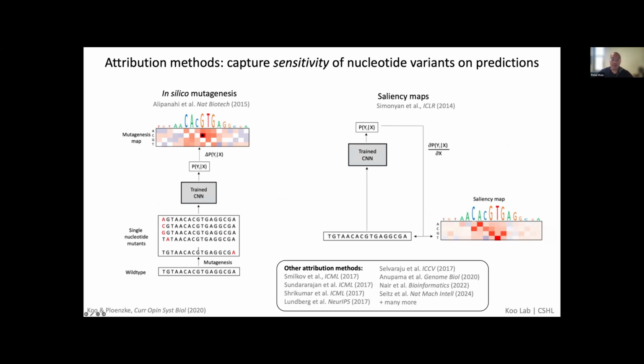In genomics, a natural perturbation is a single nucleotide mutation. So by systematically mutating each nucleotide in a given sequence, we can map out an in silico mutagenesis map, and we can represent this as a sequence logo, as shown here at the top. Over the years, several alternative approaches have emerged, such as calculating the gradient of the prediction with respect to the input sequence. This is called a saliency map. And this too gives the sensitivities of each nucleotide, and it can be represented as a sequence logo as well. And there are many other popular methods as well, including deep SHAP, smooth grad, integrated gradients, deep lift, and many, many more.